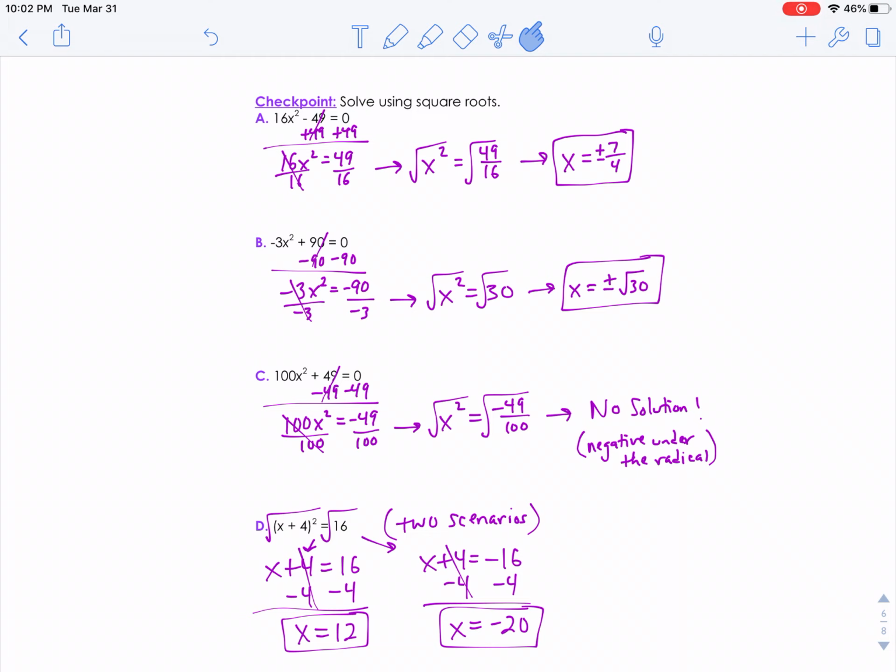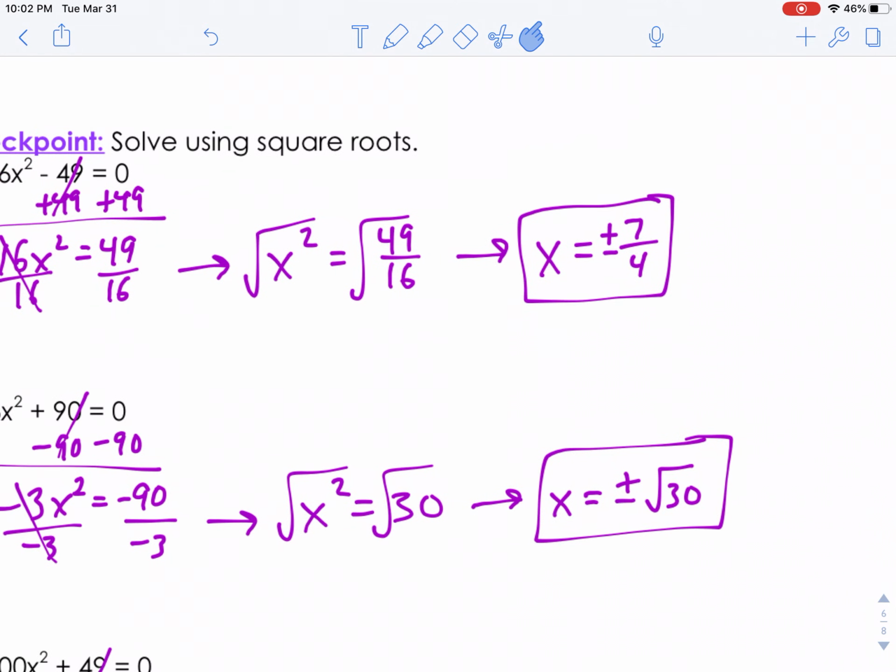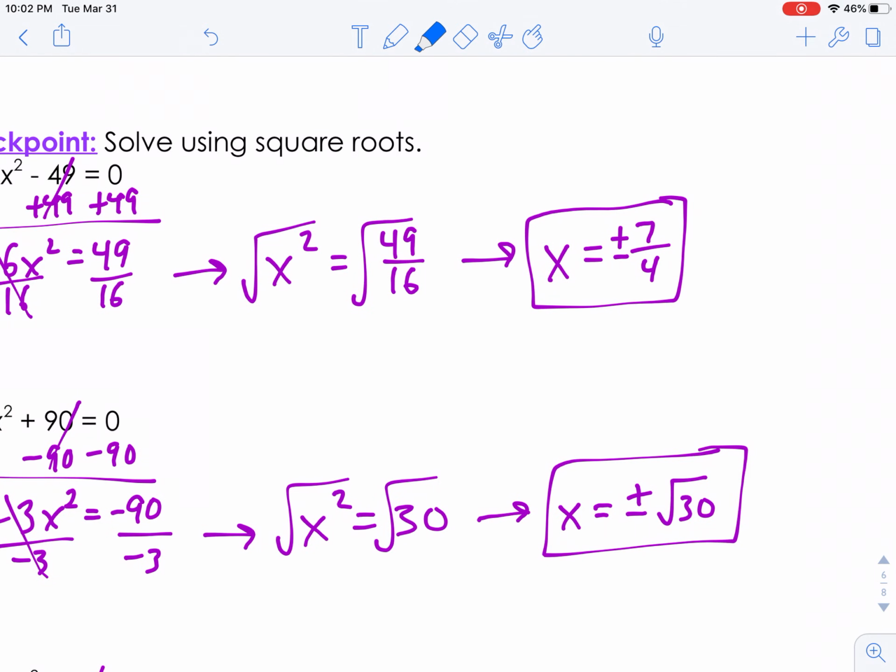That's the only difference. So like in the first one, you're going to add 49, then you're going to divide by 16, and then you're going to have x squared equals 49 over 16. So to solve that, you would square root both sides. Square root of 49 over 16 is 7 over 4. Don't forget to put your plus minus symbol in there to represent both possible answers.